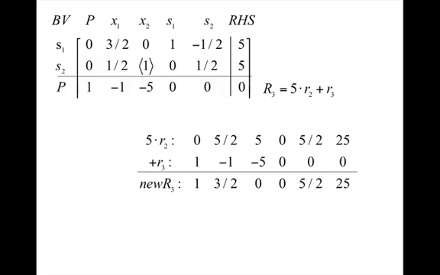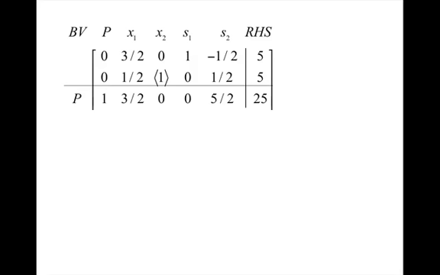0 plus 1 is 1. 5/2 plus a negative 1 is 3/2. 5 plus a negative 5 is the 0 that I wanted. 0 plus 0 is 0. 5/2 plus 0 is 5/2. And 25 plus 0 is 25. This is our new row 3, so plug this in for row 3 and recopy rows 1 and 2.